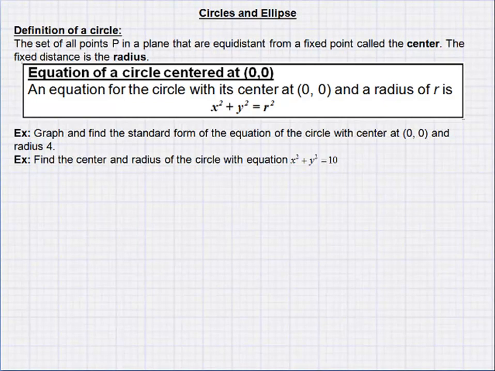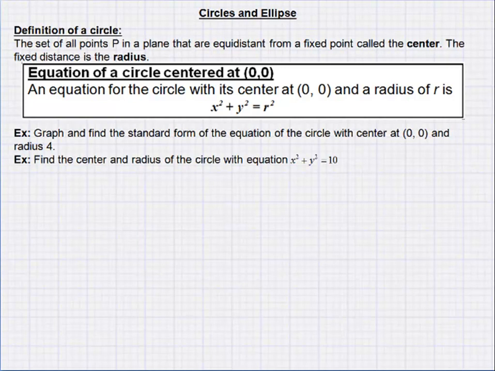In this video we're going to learn about another type of conic section, which are circles and ellipses. Circles and ellipses are related to one another, so that's why we're going to discuss them really at the same time. Circles first, then ellipses second.